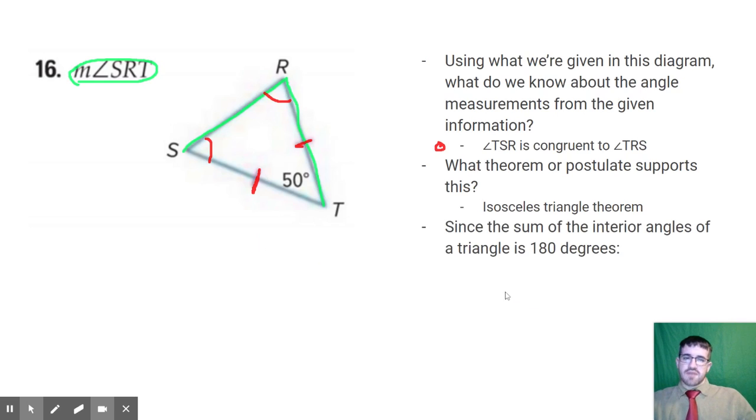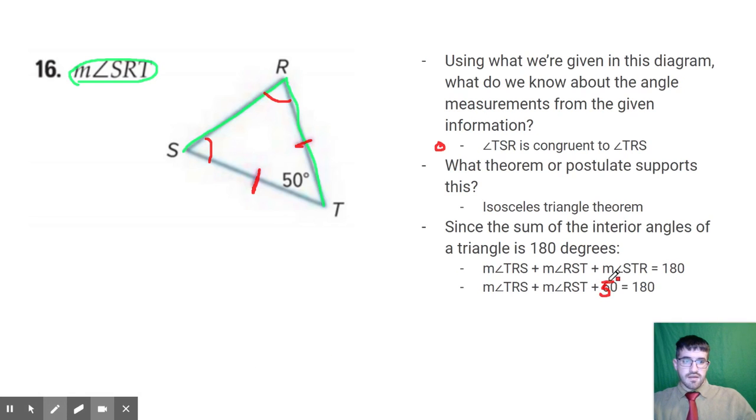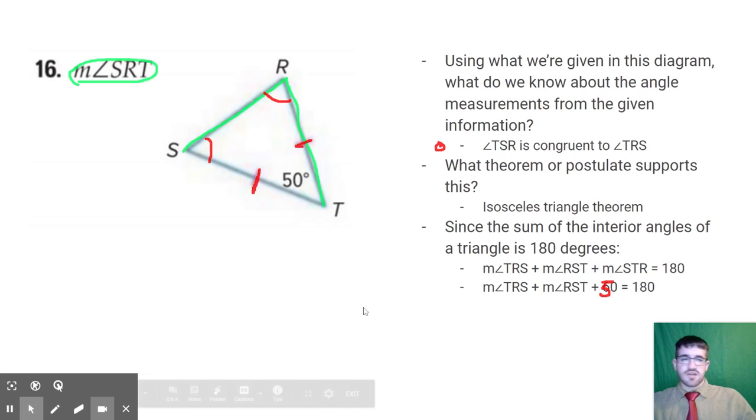So just like the previous problem, since the interior angle sum of a triangle is 180 degrees, we're going to do the same type of substitution where we do angle R plus angle S plus angle T equals 180 degrees. I wrote it using the 3-point notation because I like 3-point notation a lot. So angle TRS, angle RST, and angle STR is 180 degrees. This should be a 50. I missed that when I was editing. I'm sorry.